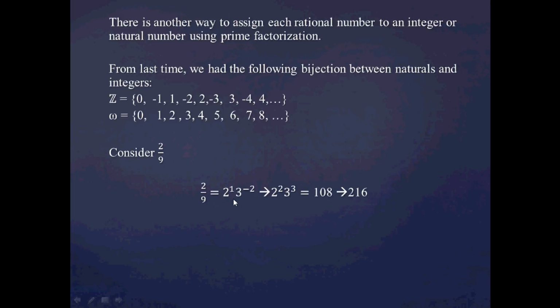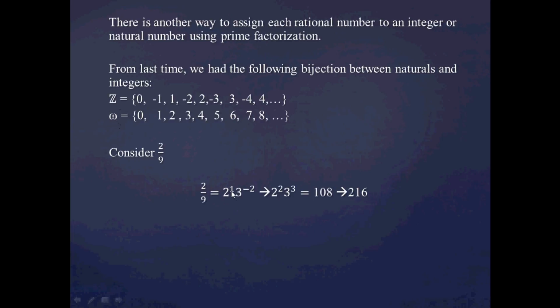Now since it's in the denominator, I'm going to write 2/9 in the following way: 2 to the first times 3 to the -2. Now eventually I want to have this number, and I want to map it to some natural number, that is, some number without fractions in it. So I'd have to mess around with these exponents. The way I'm going to do that is through this mapping here. It's actually going to be the reverse mapping, mapping the integers to the naturals.